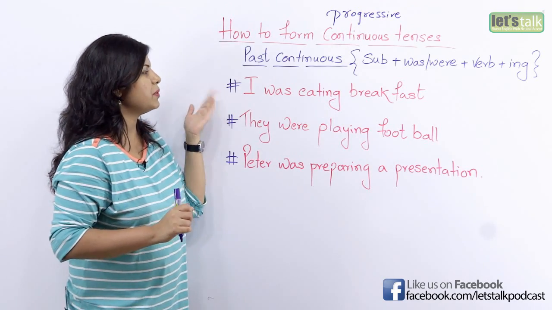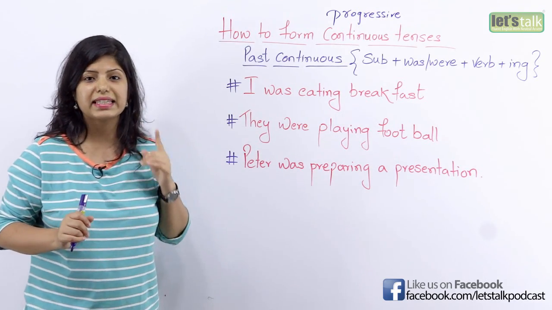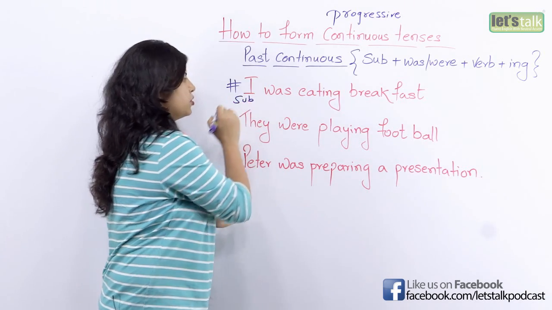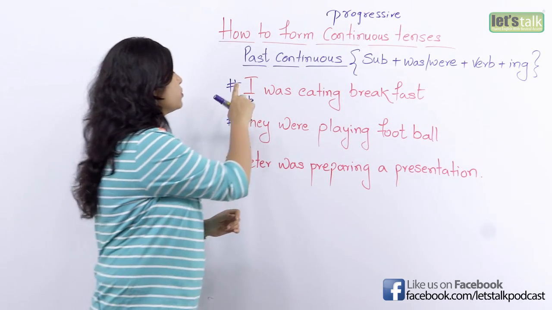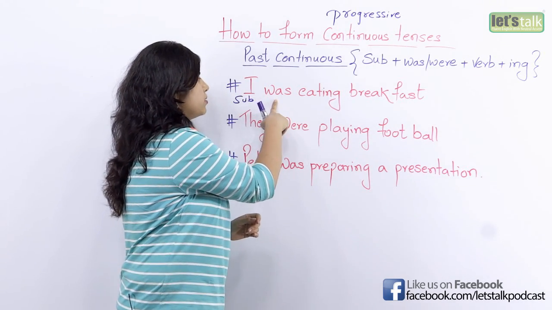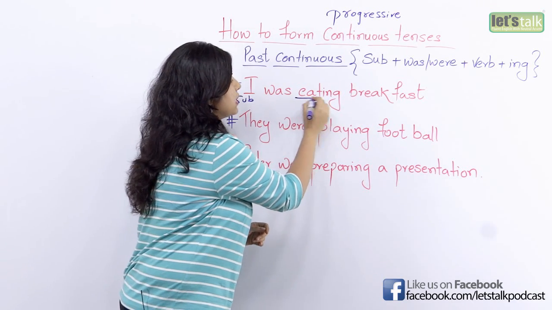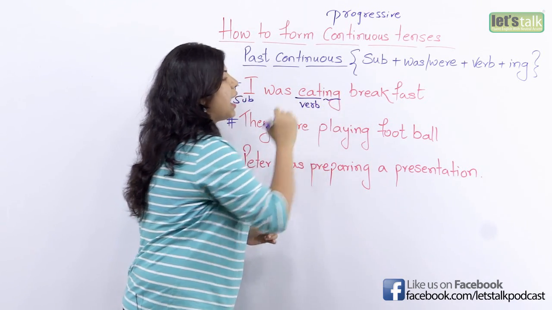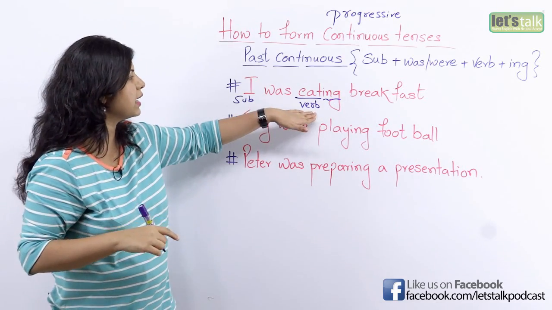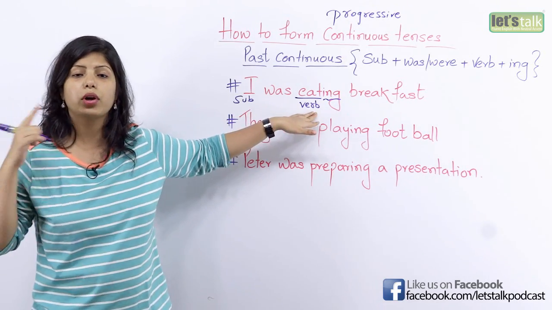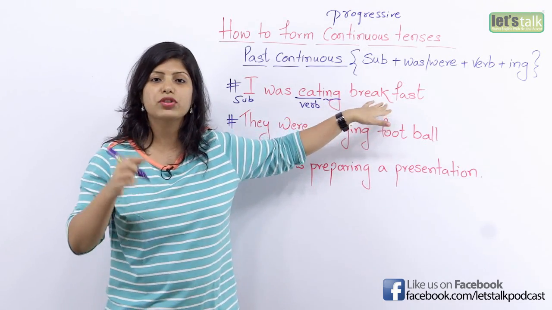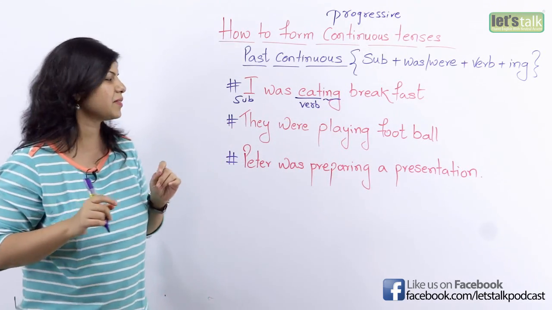Now my first example says, I was eating breakfast. Over here, I is the subject. Now because I've used I, I'm using was. Over here, eat is your verb and then you added ing to it, which means that I was doing something. What was I doing? I was eating breakfast. The action was going on in the past.